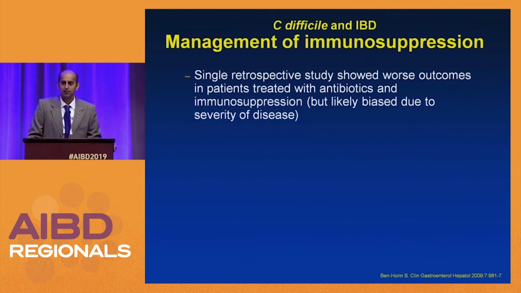What to do about immunosuppression when someone has C. diff? And this is a common challenge that we face. There was a single retrospective study done from Israel and various other groups that were part of ECHO that showed that there was worse outcomes in people who were treated with antibiotics and immunosuppression. But it's very, very important to note that this was a retrospective study where patients were not randomly assigned to receiving immunosuppression or not. And it's very likely that the patients who continued immunosuppression were those who generally were more ill with their IBD, and so the treating physician did not feel comfortable stopping the immunosuppression. So I do not take away from this study that immunosuppression is necessarily bad.